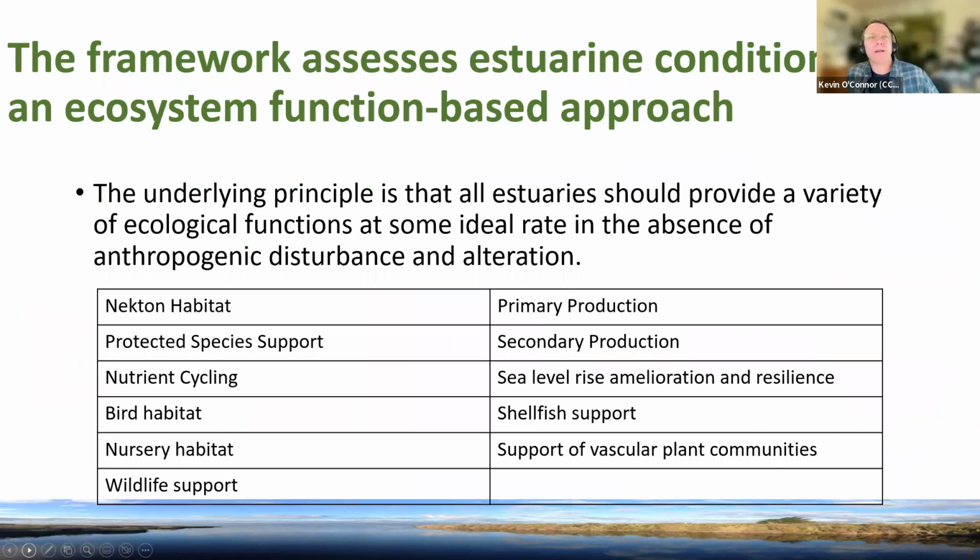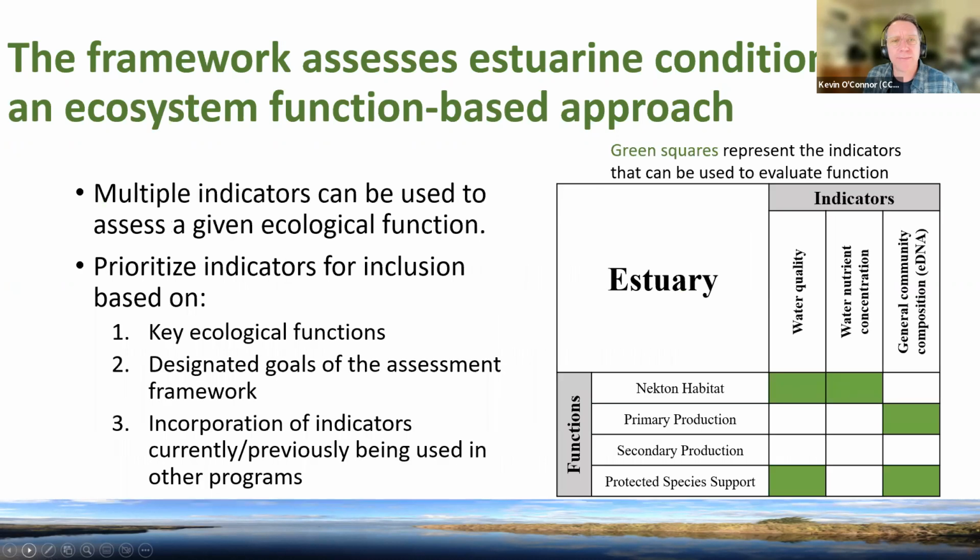Okay, getting back into that framework. The framework assesses estuary condition using an ecosystem function-based approach. We finalized a list of 11 functions, which you can see in the table. With each of these functions, there's a suite of indicators that can assess how the function is performing, looking at some ideal rate in the absence of anthropogenic disturbance and alteration, and from there getting worse from the absence of disturbance to a lot of disturbance. So I think we'll zero in here on one of those functions.